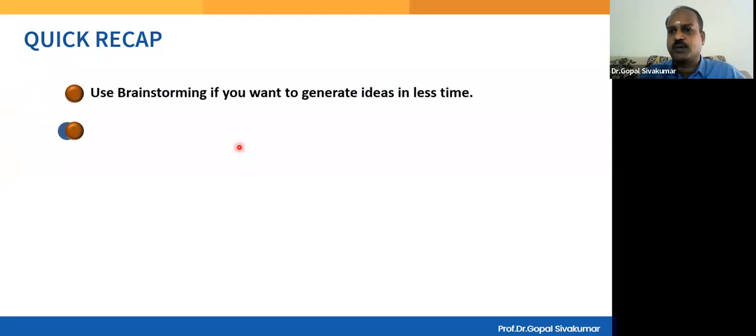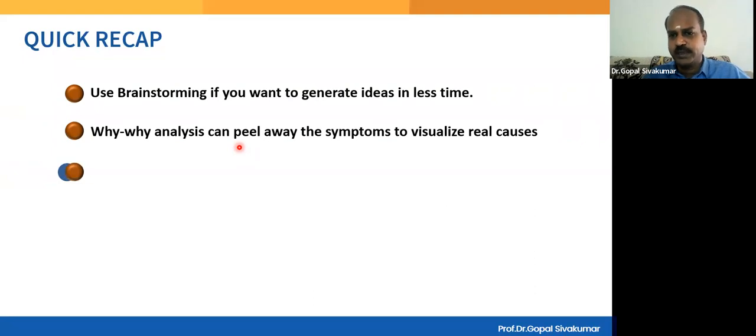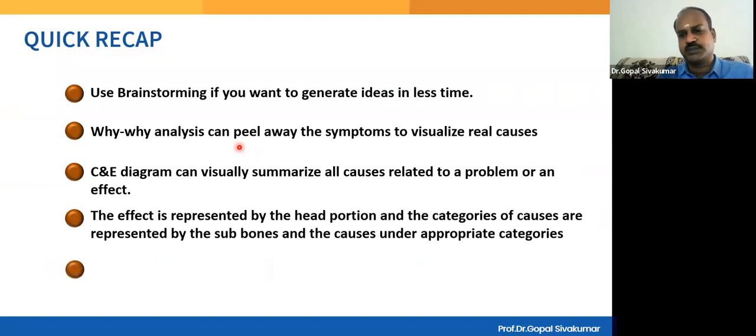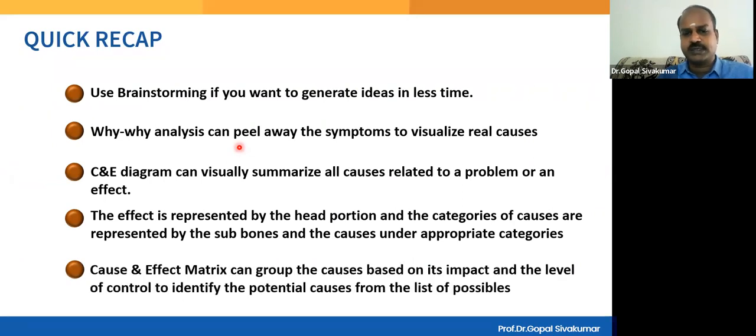So what is it that we have learned here? We learned about brainstorming. Use brainstorming if you want to generate more ideas in less time. Right? And Y-way analysis can help you to peel away the symptoms to visualize the real causes. And the cause and effect diagram can visually summarize all causes leading to a problem or an effect. The effect is represented by the head portion, and the categories of causes are represented by the subbones, and the causes are put under the appropriate categories in any fishbone diagram. So the cause and effect matrix can help you group the causes based on their impact and the level of control you have, to identify the potential causes from the list of possibles.